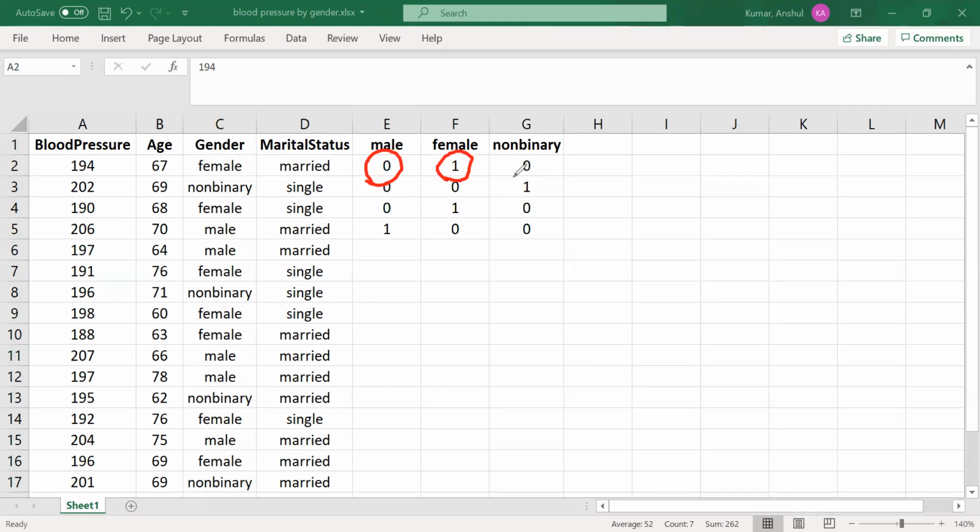The person in row 2 is a female. And then, of course, we have a 0 here in the non-binary column. But we had already figured it out by that point.